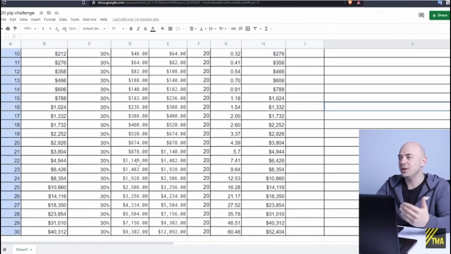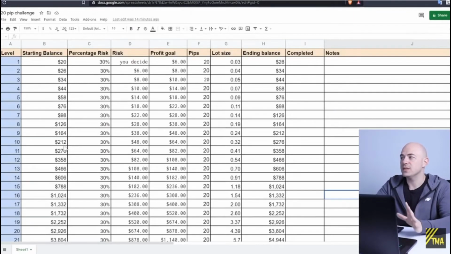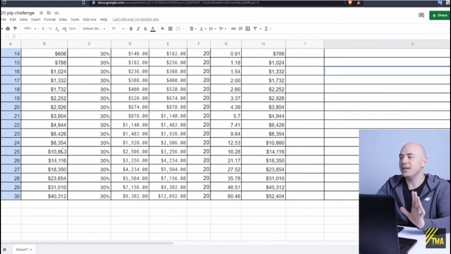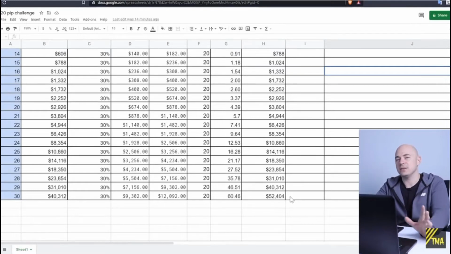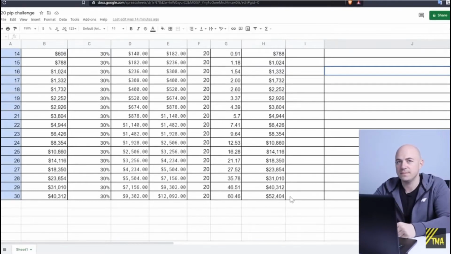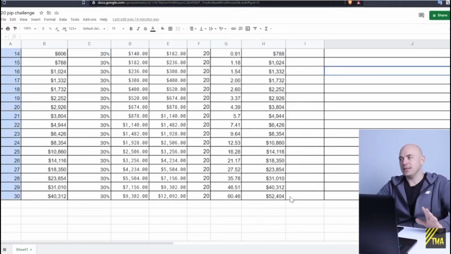Level 22, you're getting $1,400 per trade. Level 28, you're getting $7,000 in one trade. So this whole thing is taking $20 in 30 successful trades. They have to be successful trades. They have to be winning trades. After your 30th trade, you will have an ending balance of $52,404. Now, why do I say this is reckless?